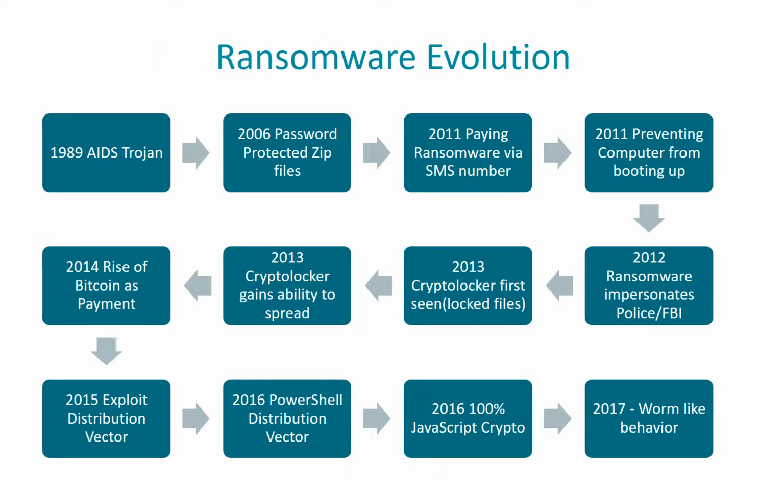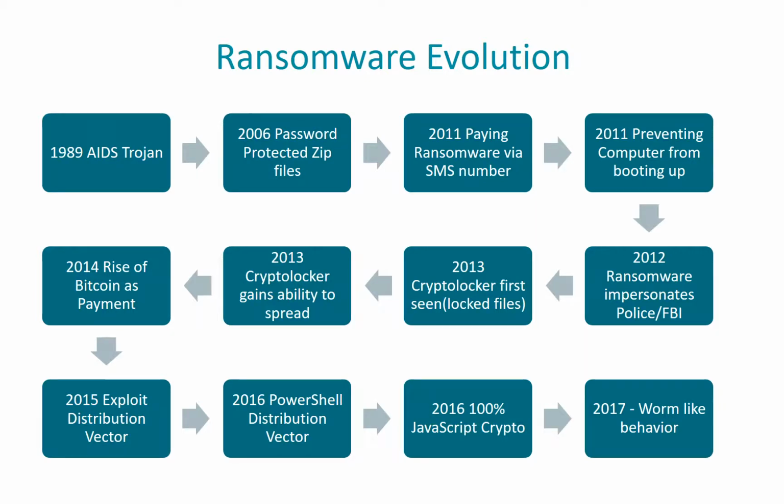Ransomware, since its initial introduction in 1989 with the AIDS Trojan, has constantly evolved its techniques. From taking certain files off your computer and dropping them in password-protected zip files, to asking you to pay a ransom by sending a text to a premium SMS number, to impersonating fake AV or the police or FBI. Now, almost all ransomware utilizes bitcoins for payment to make the creators harder to track.